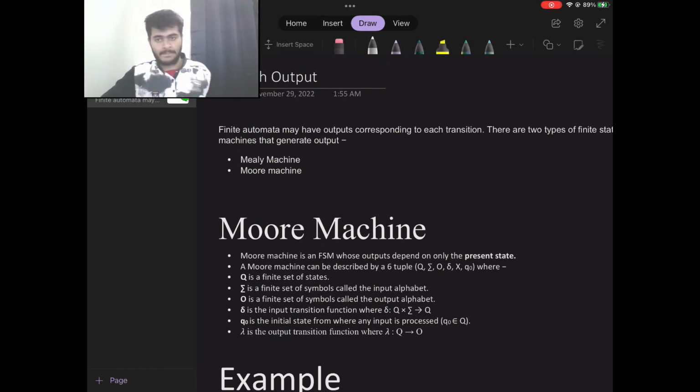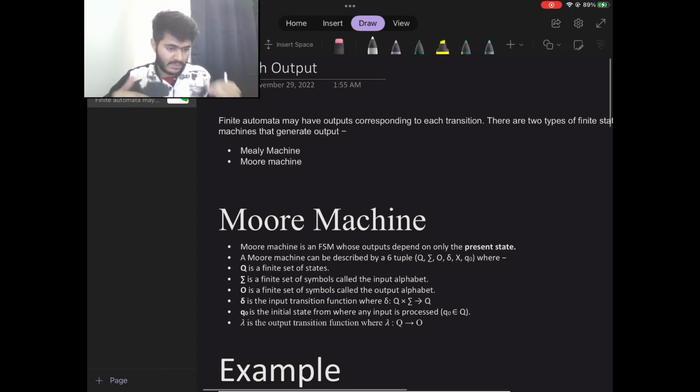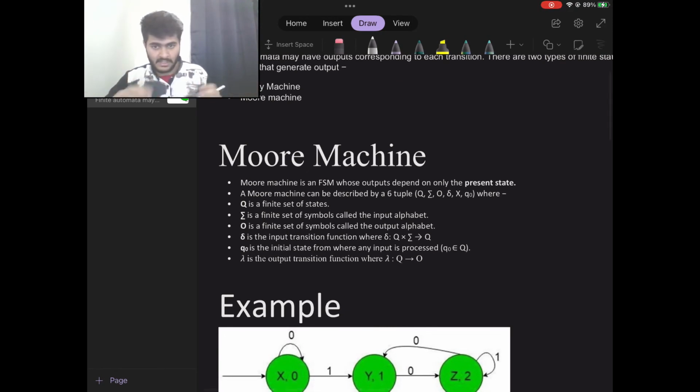So now let's move on and tell you more about Moore and Mealy machines, which are the finite automata with output. The major difference is that if you give an input, it will give you an output. First of all, let's talk about the Moore machine. The Moore machine is a finite automaton whose output depends only on the given present state. Keep this in mind, this is very important. It depends only on the present state.